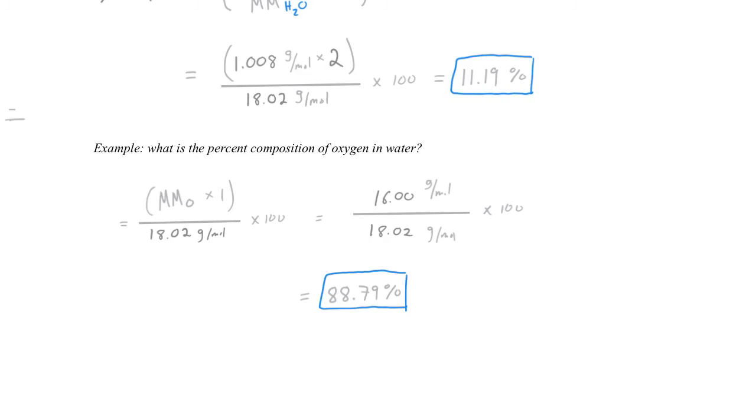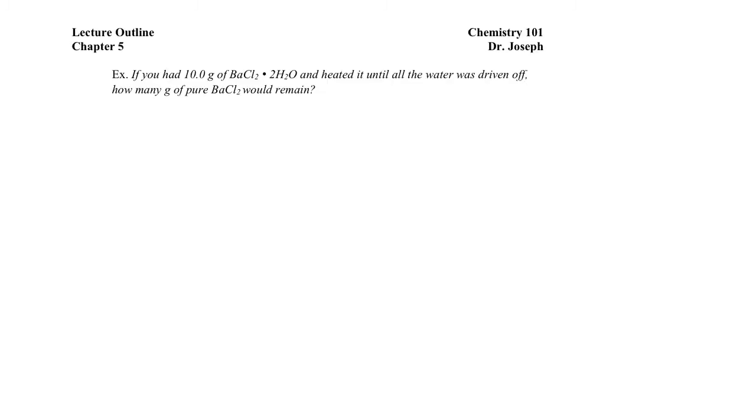I think now you have the tools necessary to solve that slightly difficult problem. Let's go take a look. So let's first read through this problem, and then I'll go through and try to describe one way that you could approach a solution. Suppose, for example, we had 10 grams of the hydrated salt of barium chloride. So it's called barium chloride dihydrate. We had 10 grams of it. Let's say we heated it until all of the water was driven off. How many grams of pure barium chloride would remain after we did this?